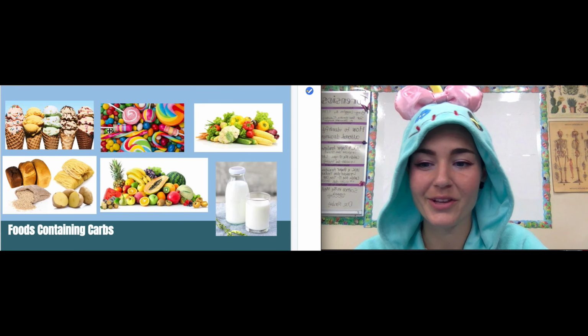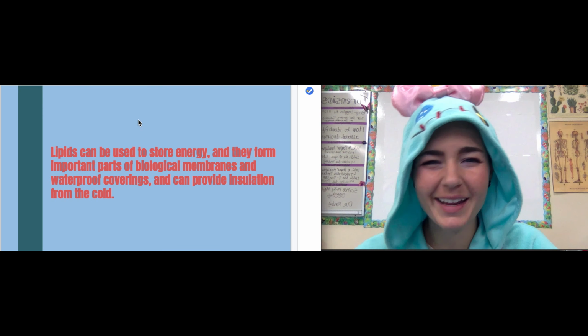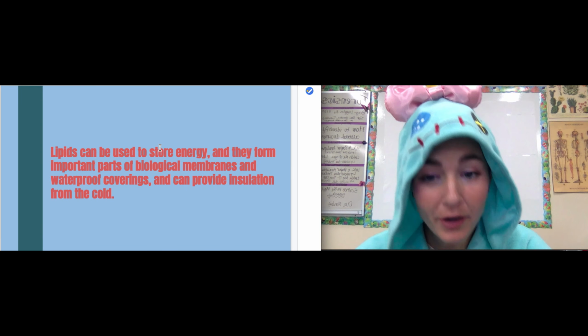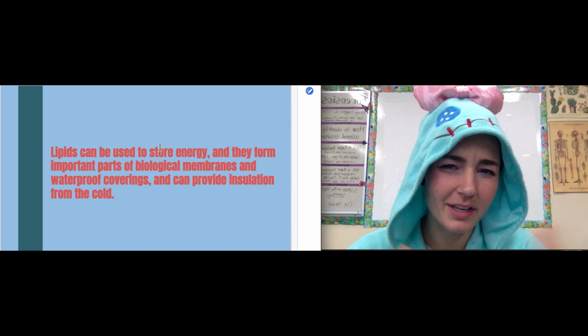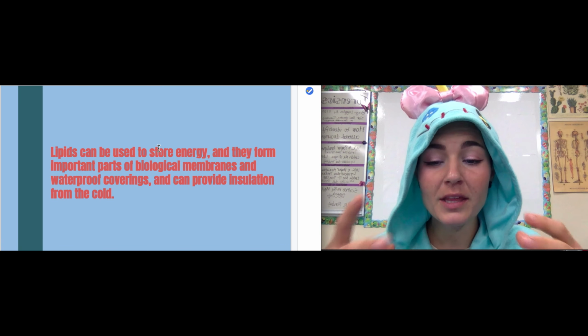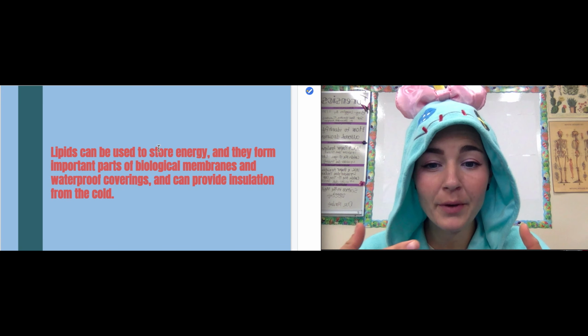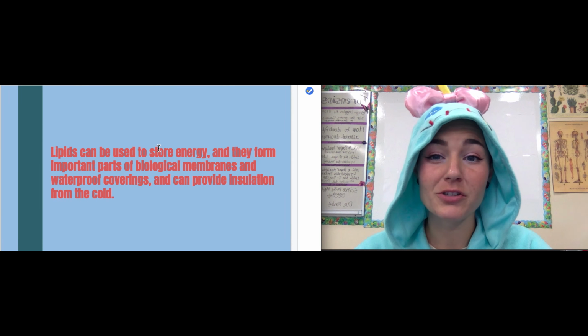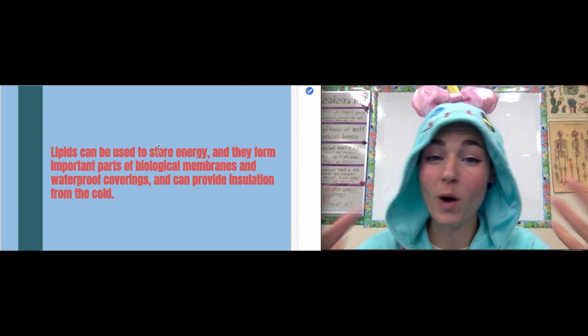So now we're going to move on to lipids or fats. Lipid is the form of vocabulary that we use when we refer to fats when it's in the body, and more so in biology. So lipids can be used to store energy. So fat is really good at storing energy. Remember, we just learned if you're going to store the energy from carbs for a long time, you'll turn it into a fat. That's because fats are great at storing energy. They are really important at forming biological membranes, so membranes around cells, membranes around organs. They also are able to provide waterproof coverings, and they also help provide insulation from the cold.